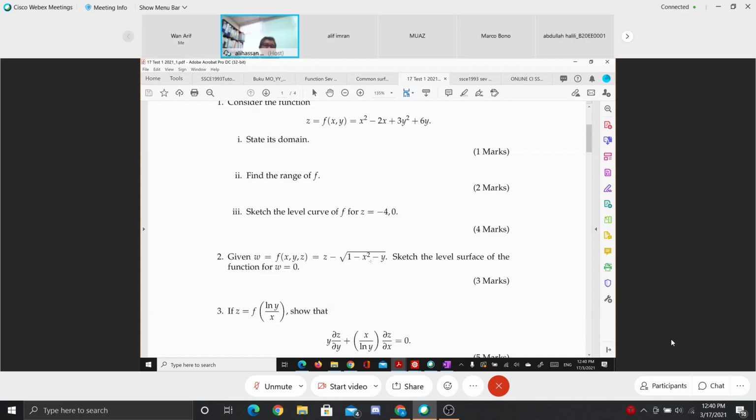If you have a function of 3 variables, then the surface is 4-dimensional, isn't it? It is impossible because we are trapped in this 3-dimensional world. It's not possible for us to graph a four-dimensional surface. But here the question asks only for the level surface, meaning for w equal to 0.